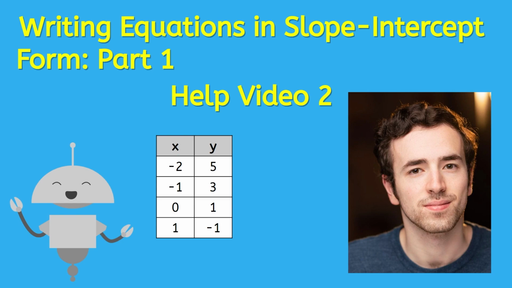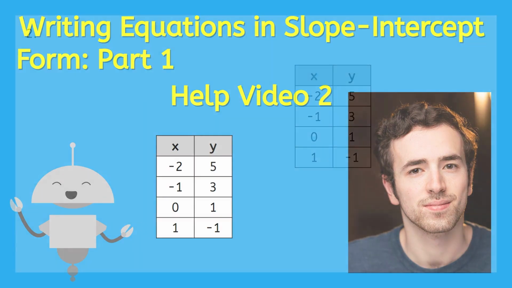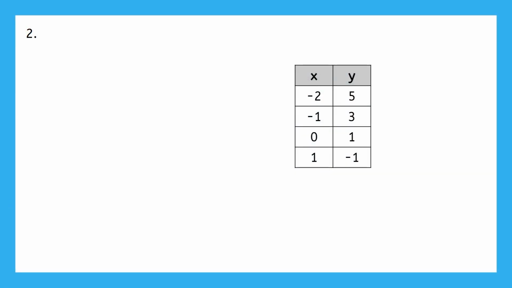In this help video, we'll be going over how to write the slope-intercept form equation for the vertical table from number 2, shown on screen here. Let's get into it. In order to write the equation of a line in slope-intercept form, you need two things, the slope and the y-intercept. Let's start with the slope.